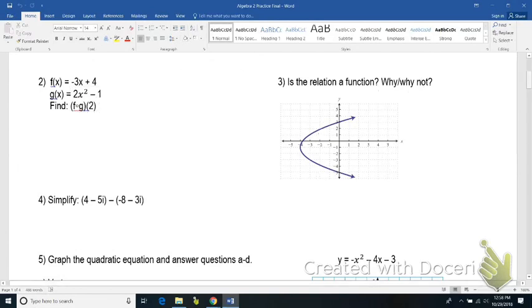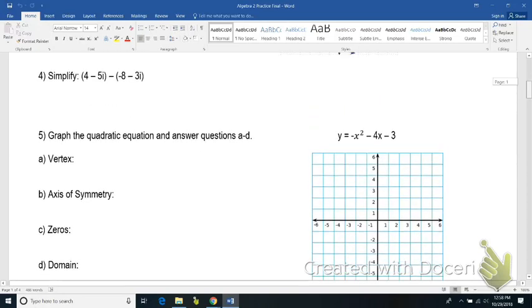For problem 4, this is all just combining like terms. So anytime I see subtraction, you guys are always going to see me do keep, change, change. So I'm going to change this to plus. My 8 becomes positive, and so does the 3i. And then you just combine like terms. So 4 plus 8, 12. And negative 5i plus 3i.